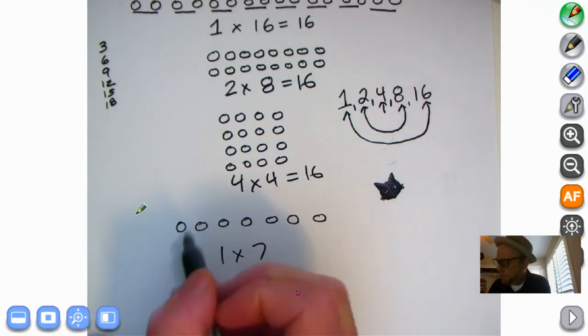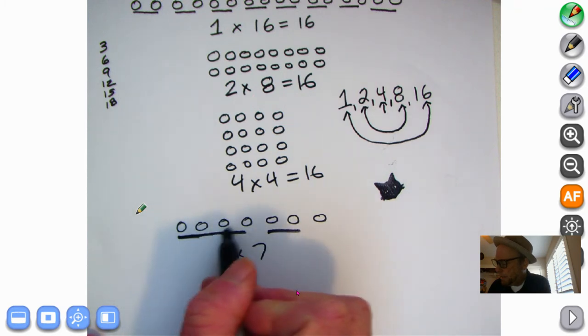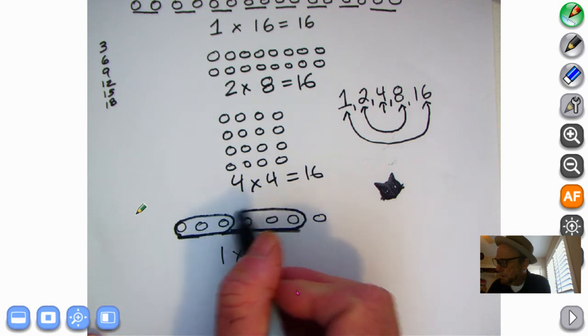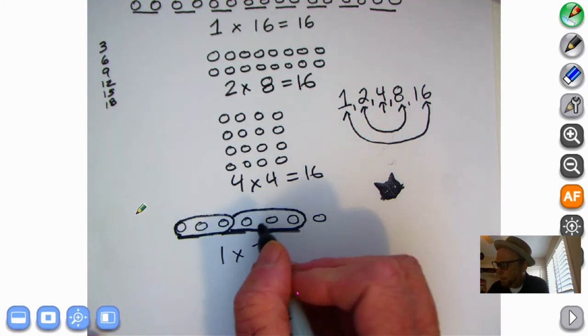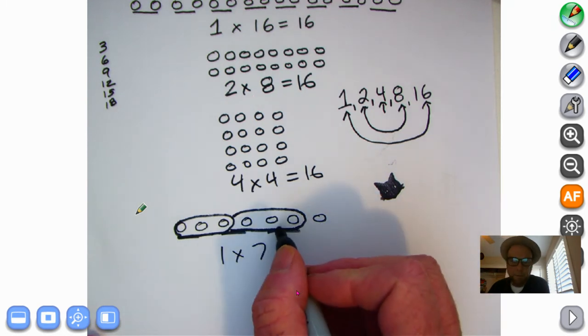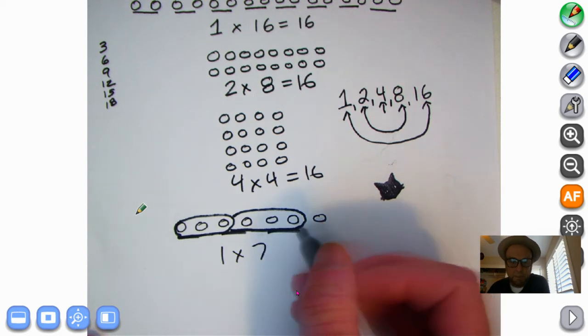Look, I can't do 2. 2, 4, nope. I can't do 3. 3 times 1 is 3. 3 times 2 is 6. No, not going to work. I can't do 4. 4 times 1 is 4. 4 times 2 is 8. 5. 5 times 1 is 5. 5 times 2, no. 6, of course not. 6 times 1 is 6. 6 times 2 is 12.